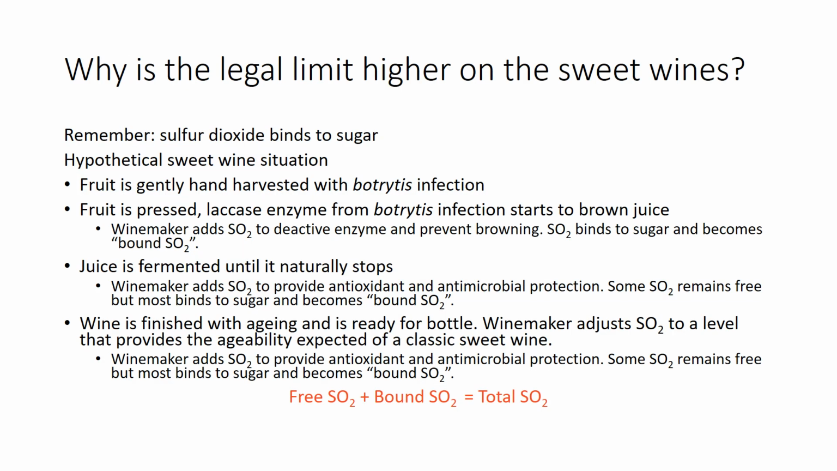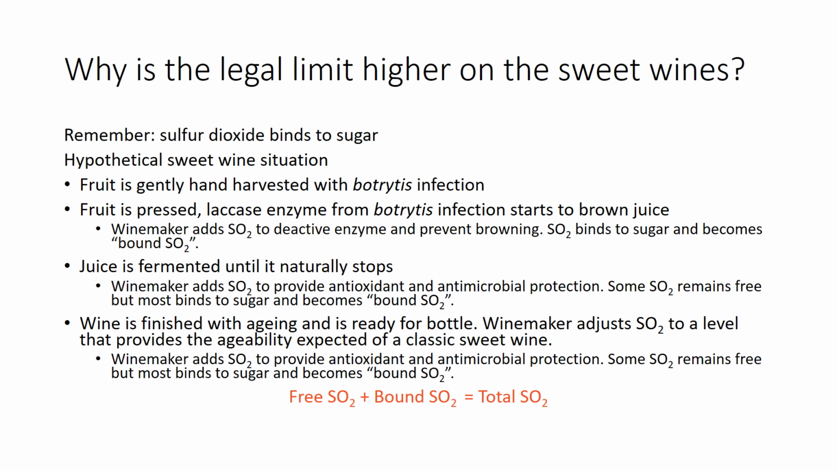So this sulfur dioxide, when we add it, it binds up to sugar. So imagine you are making a nice sweet wine in the European Union, living it up in Sauternes. We're taking our Semillon and Sauv Blanc and gently hand harvesting it with its botrytis infection. The fruit is pressed, and remember that laccase enzyme, the one that browns things out in rot infected fruit, it starts to brown our juice very heavily.